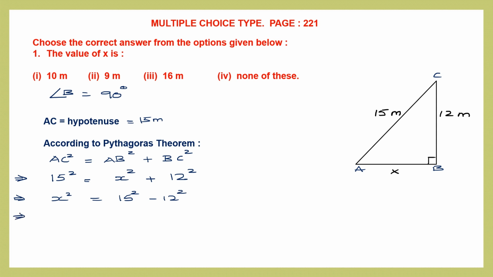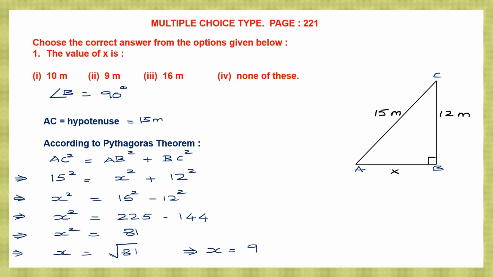So let's simplify this. X square is equal to 15 square is 225 minus 12 square is 144. So x square is equal to 81. When you subtract, you get 81. So now we can find the value of x. X is equal to the square root of 81. And what's the square root of 81? 9. Because when you multiply 9 twice, you get 81. 9 into 9 is 81. So the value of x is 9.